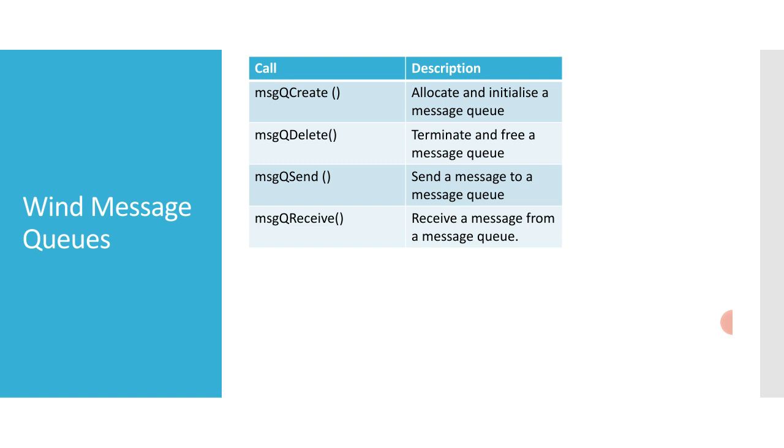Both msgQSend and msgQReceive take timeout parameters. When sending a message, the timeout specifies how many ticks to wait for buffer space to become available if no space is available in the queue. When receiving a message, the timeout specifies how many ticks to wait for a message to become available if no message is immediately available.